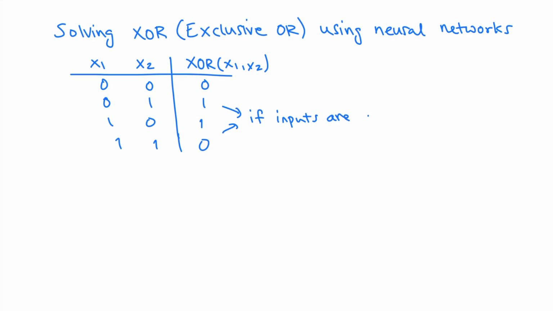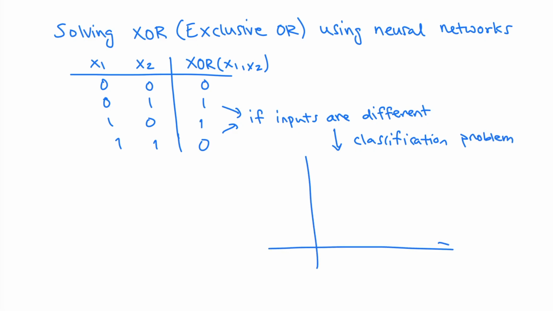Meaning that in this case, if the inputs are different, then the output is 1. And otherwise, we get 0. So how does this relate to classification problems? Right now, we can assume that we have 4 data points or 4 observations, where each observation is two-dimensional, meaning that we have this x1, x2 coordinate system.